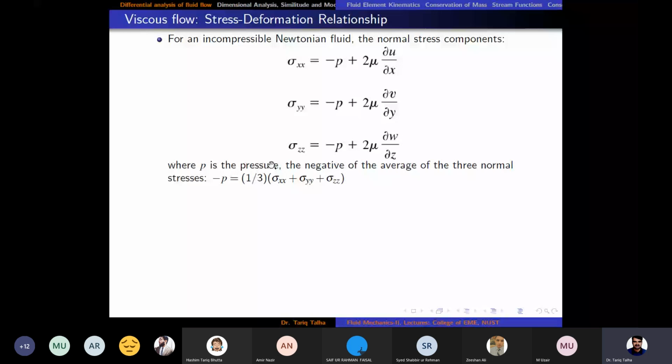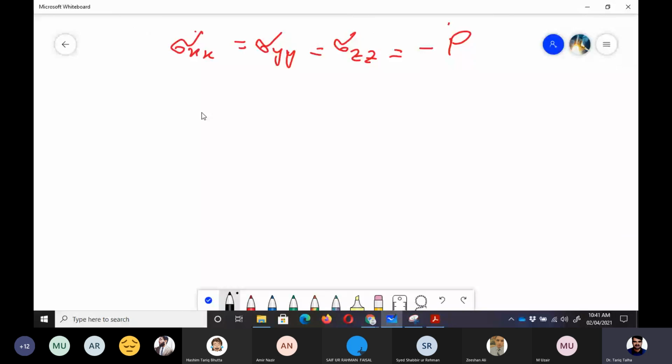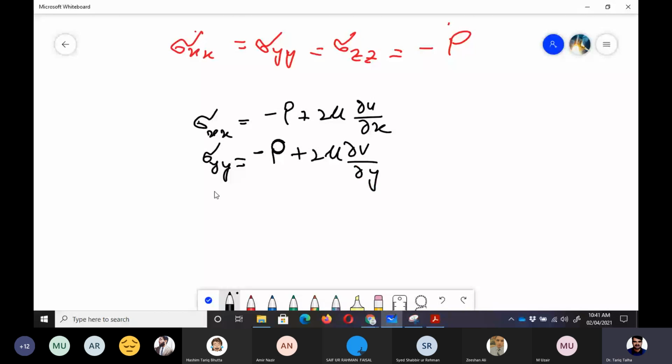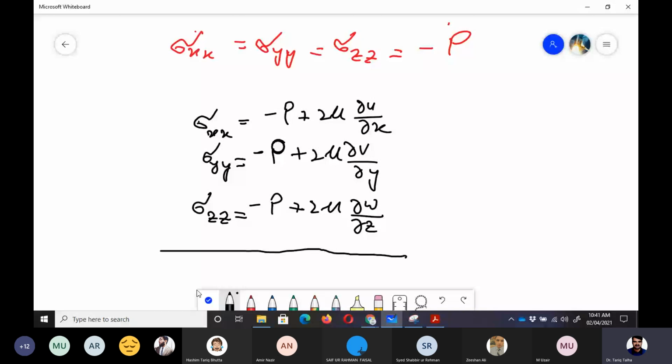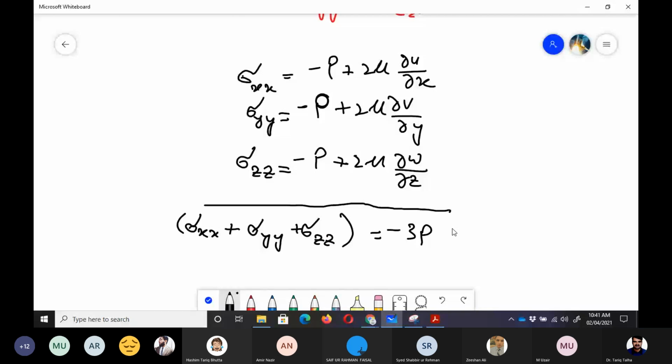Let me write it here. Sigma xx is equal to minus p plus 2 mu partial u by partial x, sigma yy is equal to minus p plus 2 mu partial v by partial y, and sigma zz is equal to minus p plus 2 mu partial w by partial z. If we add them, we would have sigma xx plus sigma yy plus sigma zz is equal to minus 3p plus 2 mu into partial u by partial x plus partial v by partial y plus partial w by partial z.